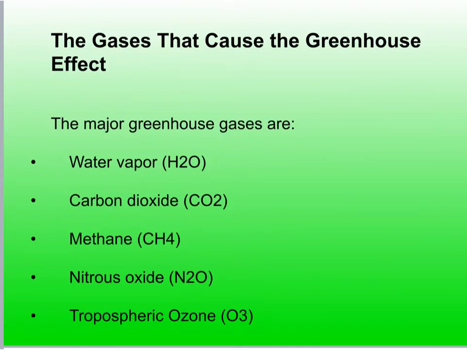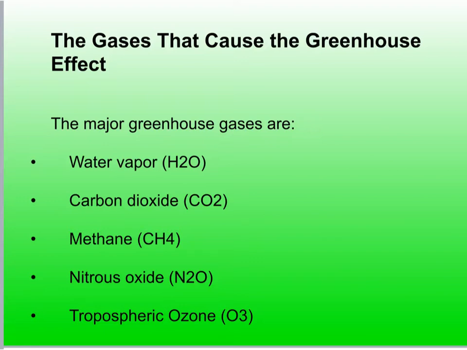So we've talked about certain gases in the atmosphere that can absorb infrared radiation emitted by the surface of the planet and radiate much of that back towards the surface. We have also seen that gases in the atmosphere that absorb infrared radiation are known as greenhouse gases.